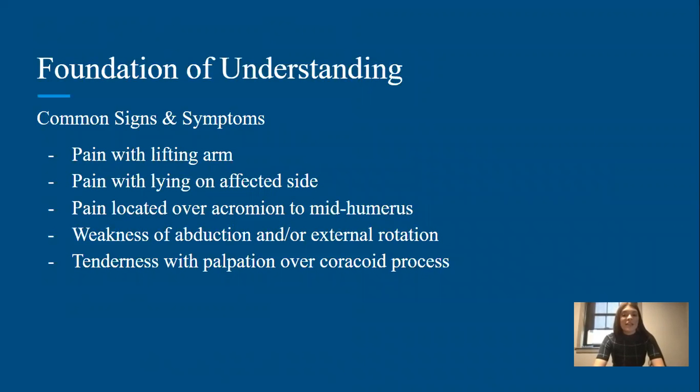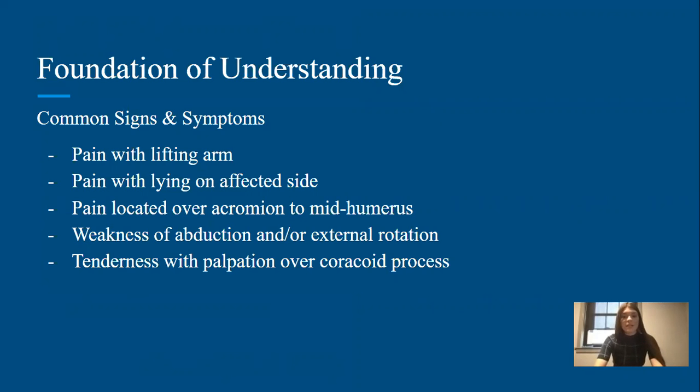To provide a good foundation for understanding the technical details surrounding shoulder impingement syndrome, it is important to first understand what shoulder impingement syndrome looks like from a general standpoint. The signs and symptoms commonly seen are pain with lifting the arm, pain with lying on the affected side, pain located over the lateral acromion with radiation to the lateral mid-humerus, weakness during abduction, weakness during external rotation on the affected side, and tenderness with palpation over the coracoid process of the affected arm.